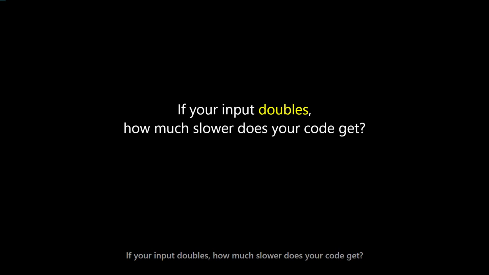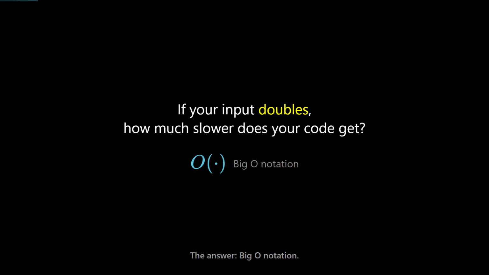Here's a question every programmer eventually asks. If your input doubles, how much slower does your code get? The answer comes down to one idea, big O notation.